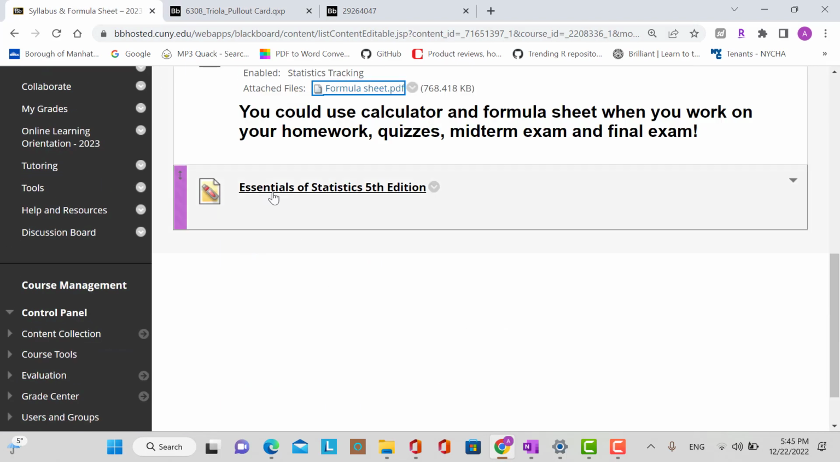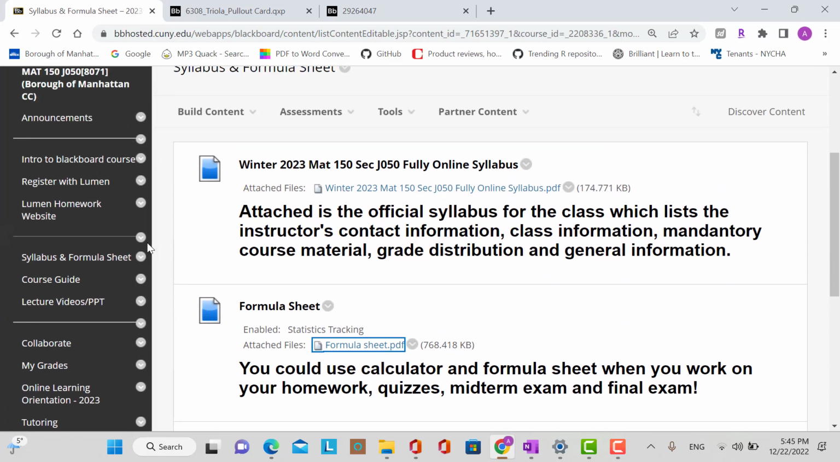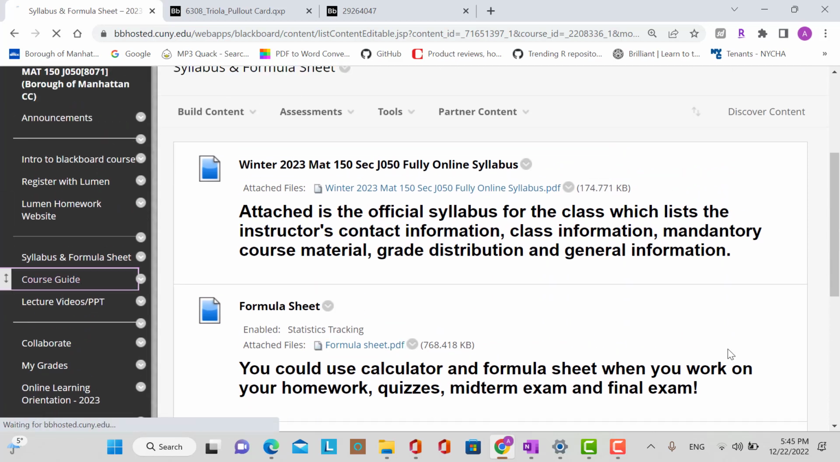And then, as I mentioned, the PDF file of the textbook has been posted. You can use it if you need it. Okay, so now the next thing is the course guide.